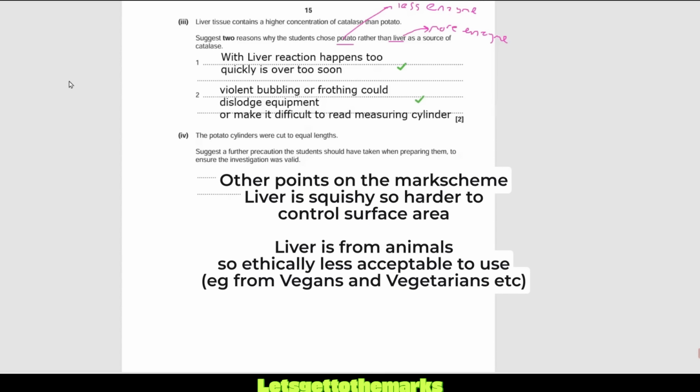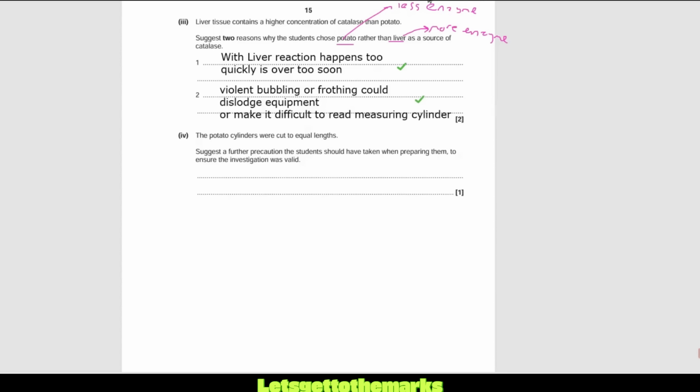But yeah, essentially you should be able to work out that it's because it's going to be too quick, because this one has less enzyme and that one has more enzyme. So that rate of reaction is going to happen too fast. You're going to get more error in that. The potato cylinders were cut to equal length. Suggest a further precaution the students should have taken when preparing them to ensure the investigation was valid.